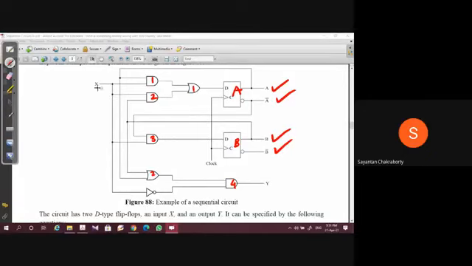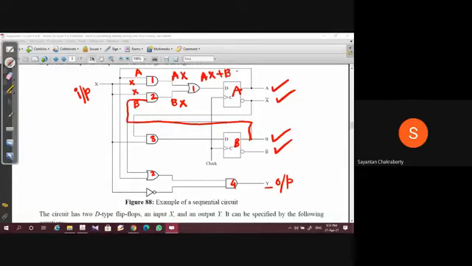If you consider the first AND gate, this is the input, and this is the output, Y. For this AND gate, what is the signal? This is X, and this signal is A. So this signal is AX. This is again X, and this is B from this side. So this signal is BX. So what is DA then? DA = AX + BX. So this is the input equation for flip-flop A.